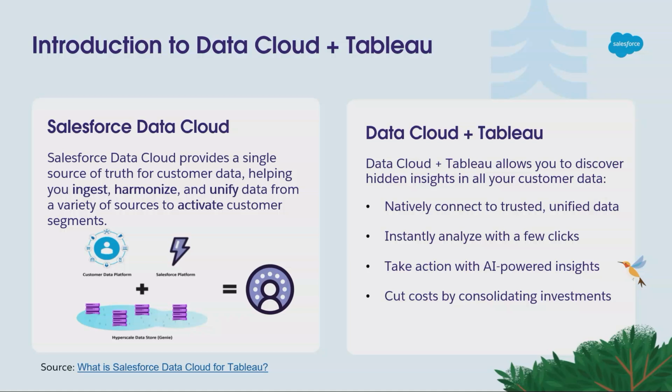So what does Data Cloud do? Data Cloud is a tool that helps you and your organization unify your different data sources and have one source of truth for them. Because right now, as you all know, even though we have a bunch of data, the issue is it lives in different systems, and Data Cloud addresses that issue.